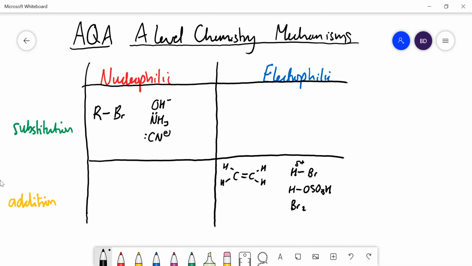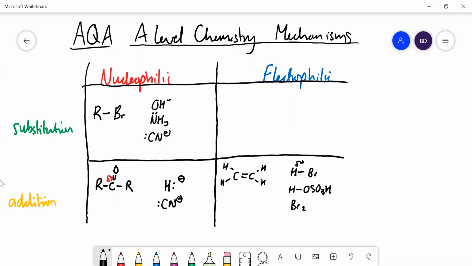Nucleophilic addition, probably end of year 12, year 13. It's not on the AS, it's on the A-level part. That's a reaction of an aldehyde or a ketone. So you've got a delta positive on that carbon there, with either a hydride ion, H minus, or a cyanide ion, CN minus.